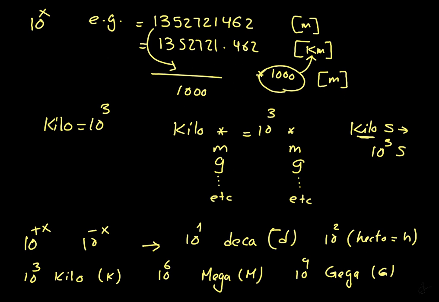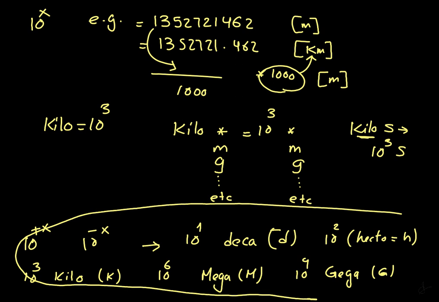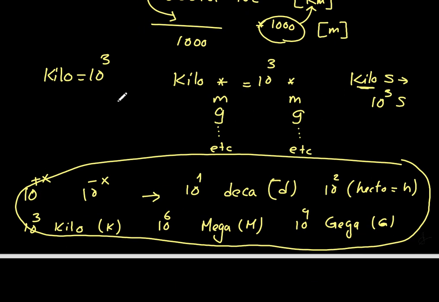There is 10 to the 12, that's tera. 10 to the 15, that's peta. Then exa, 10 to the 18, and so on. But these are the ones we use most as engineers and in our analysis. But you can find these tables listed in many other references.